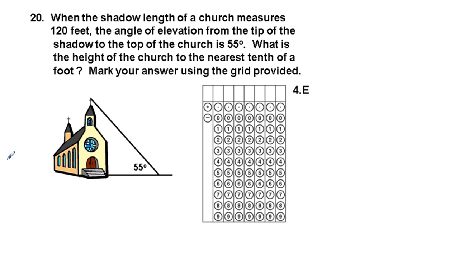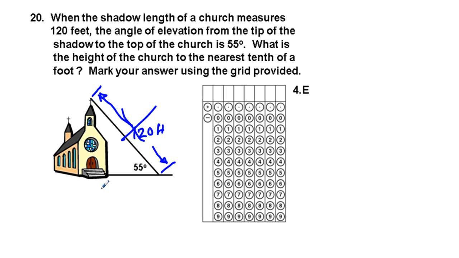The last one in this selected set is going to be problem 20: the shadow length of the church measures 120 feet. I saw some people writing the test, they're saying shadow length, well, that's 120 feet, right? Is that our shadow length, 120 feet? No, it is not.